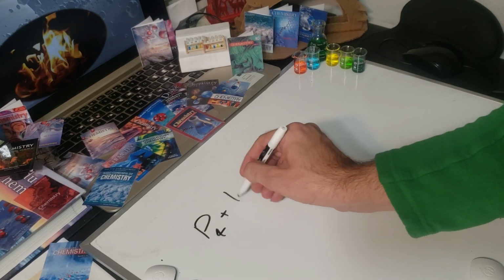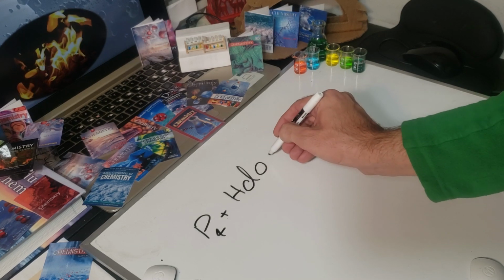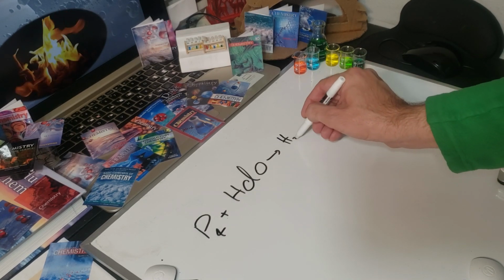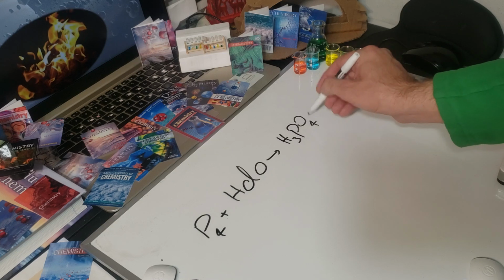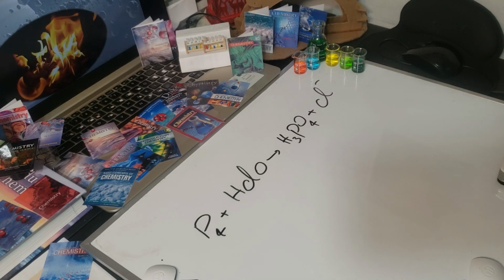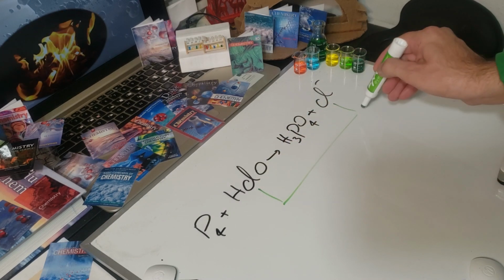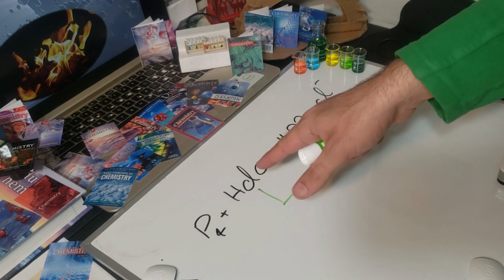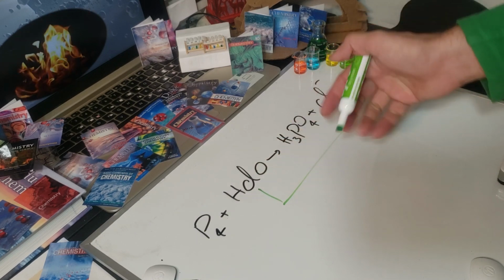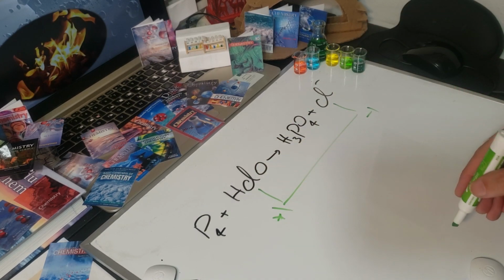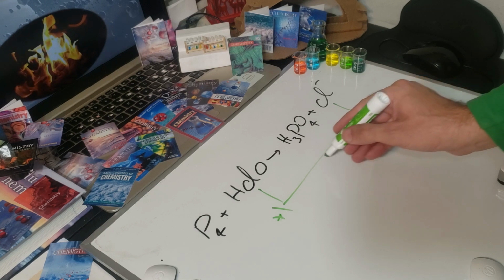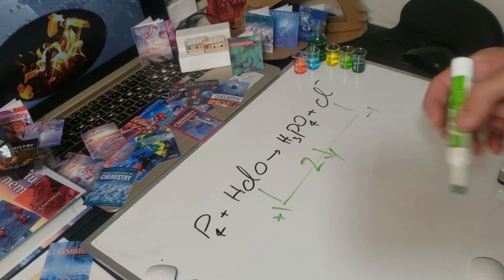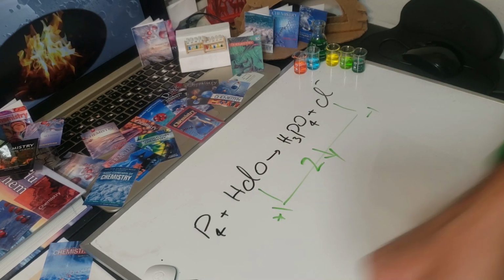P4 plus HClO giving us H3PO4 and Cl minus. So let's do this. Chlorine goes to chlorine minus 1, and here it is plus 1 chlorine, minus 2 oxygen, so chlorine is plus 1, and from plus 1 to minus 1 it's a drop of 2, and there are no indices.